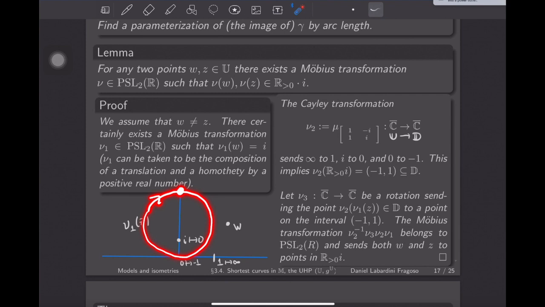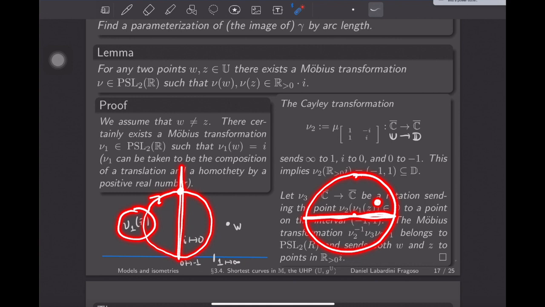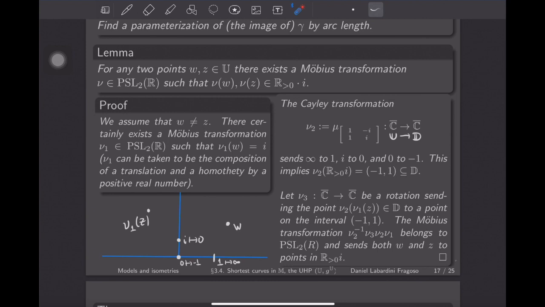Now putting it here really corresponds to the image of new one of Z under the Cayley transformation, which is somewhere, just putting it on the interval -1, 1. Right, so you see what happens is that after I sent W to I with new 1, now my point Z is sent, of course, to new 1 of Z.